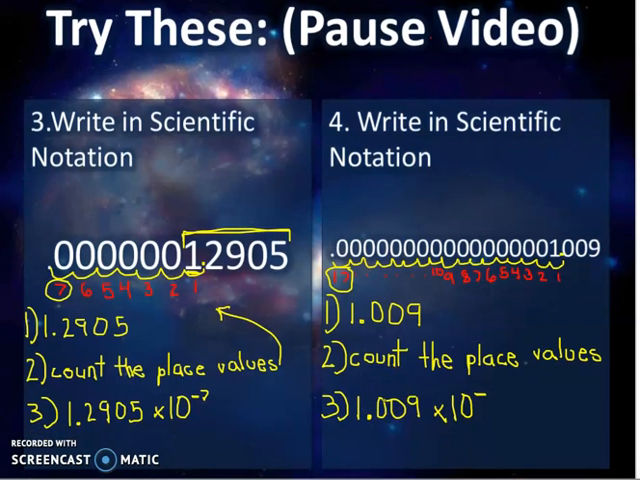Same process over here. I separated my non-zero integers away from all of my annoying zeros, giving me 1.009. I counted the place values. It is 17 place values away from my old decimal point, giving me 1.009 times 10 to the negative 17.